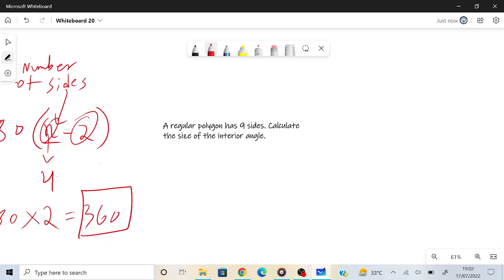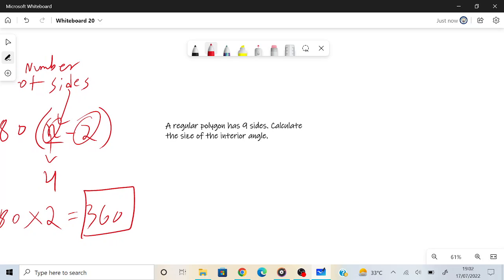Right, so the first example I have, it says a regular polygon has 9 sides. Okay, good to know. Keyword regular. Calculate the size of the interior angle. Okay, it has 9 sides and it wants me to calculate the size of the interior angle.